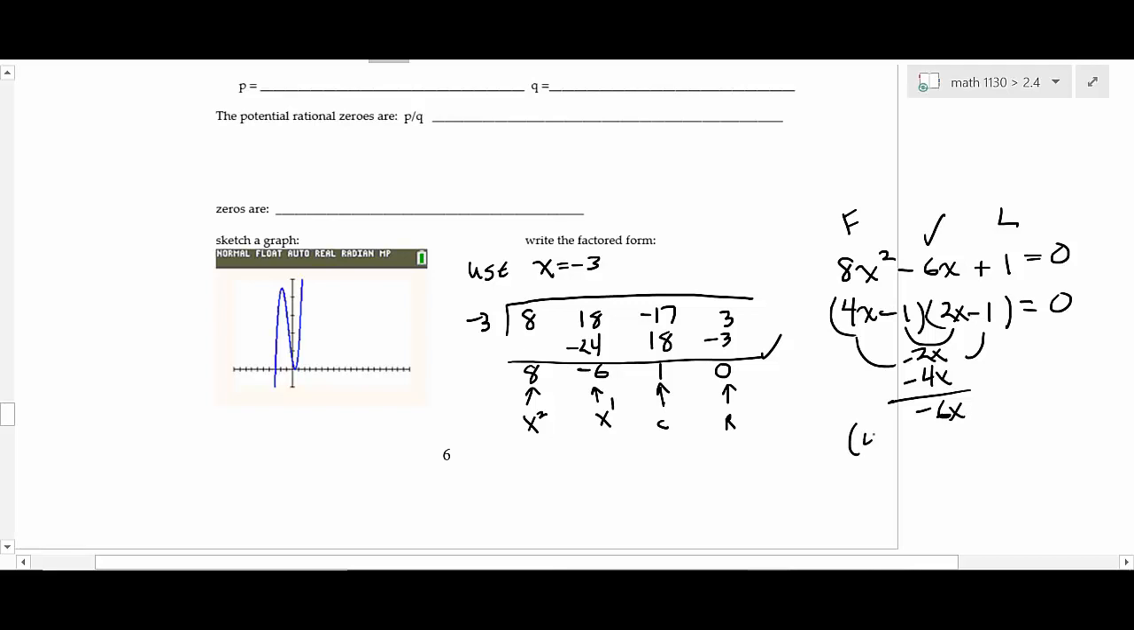So once you get that thing factored, then you're just going to solve these two equations to get your other two zeros. So you would have 4x minus 1 equals 0. And you can do that in your head.